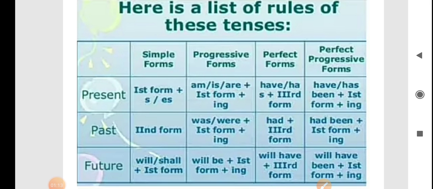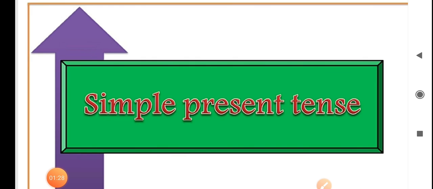Here is a list of rules of these tenses. This table provides information about the verb used in a particular tense. Further, we will discuss these rules in detail. First, we will take the simple present tense. We use the simple present tense when an action is happening right now, or when it happens regularly or unceasingly, which is why it is sometimes called present indefinite.